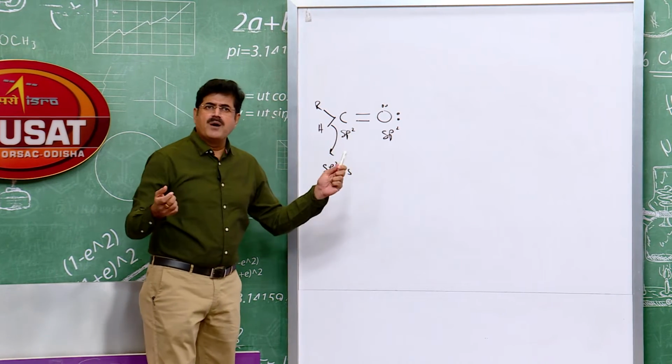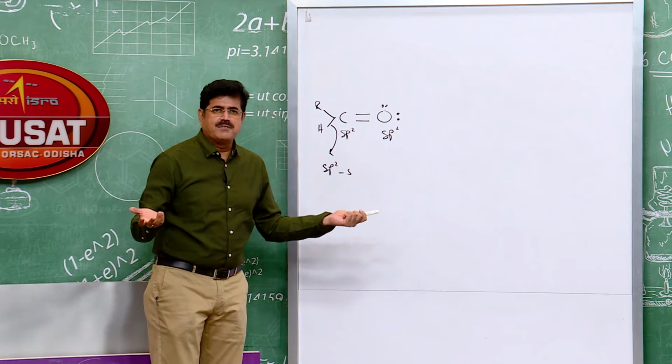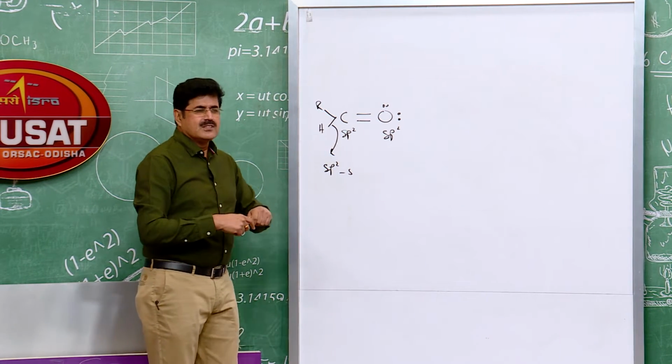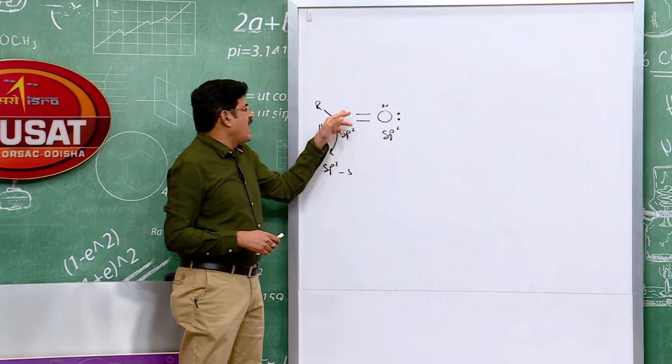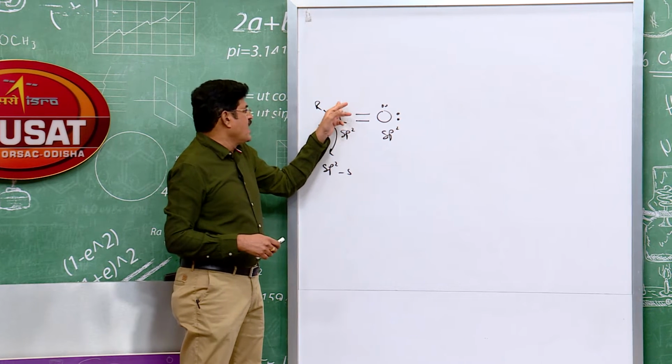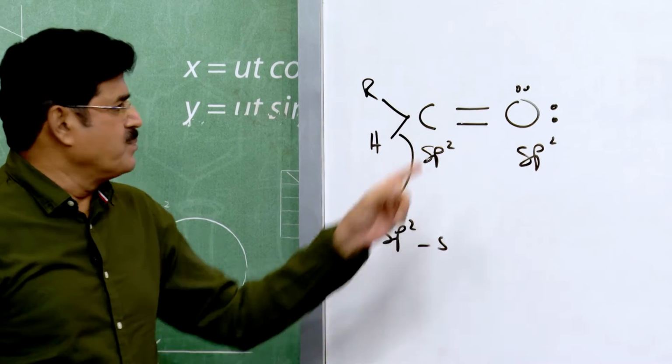And how is the pi bond formed? You know that pi bonds are always formed by sidewise overlapping of half-filled p orbitals. So this pi bond is formed by sidewise overlapping of the half-filled unhybridized p orbital of carbon and the half-filled unhybridized p orbital of oxygen. So the pi bond is formed.